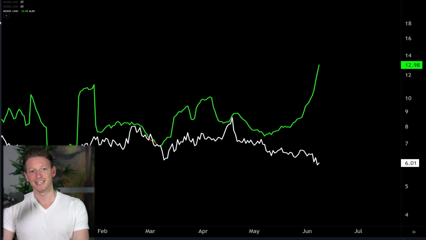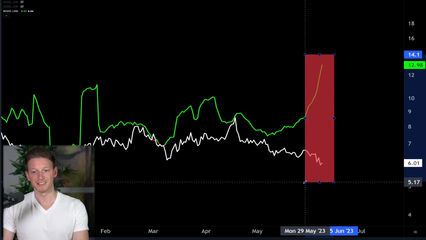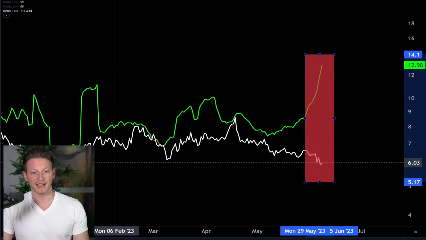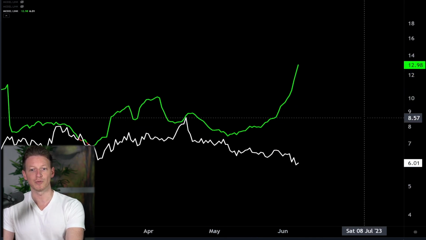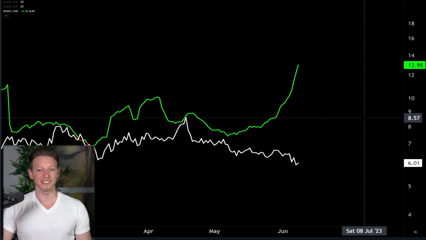And you'll notice, yet again, we have this huge, massive, in fact bigger than the FTX event, difference between what the model believes the price of Chainlink should be and what the actual price of Chainlink is. And so what's the reason for this?